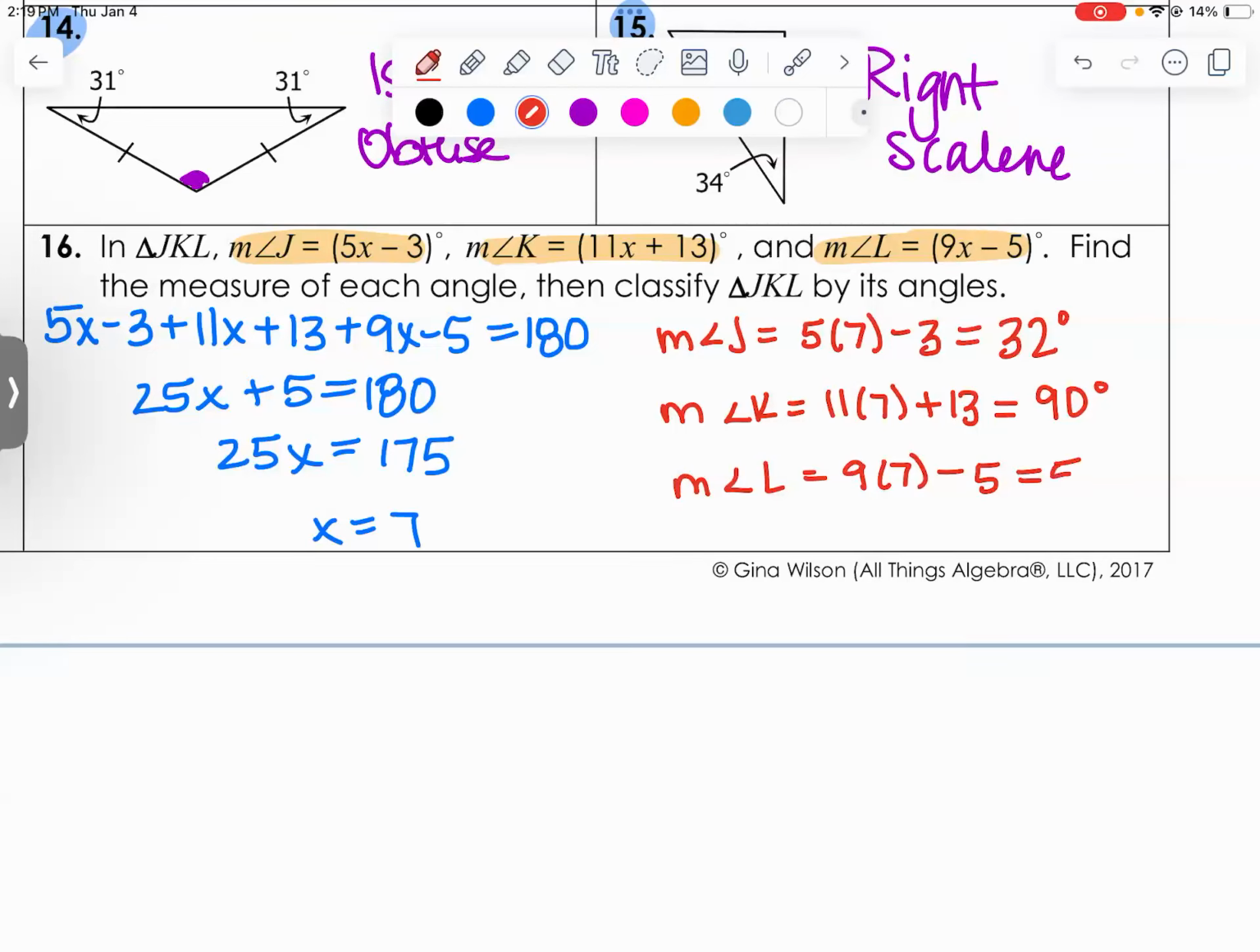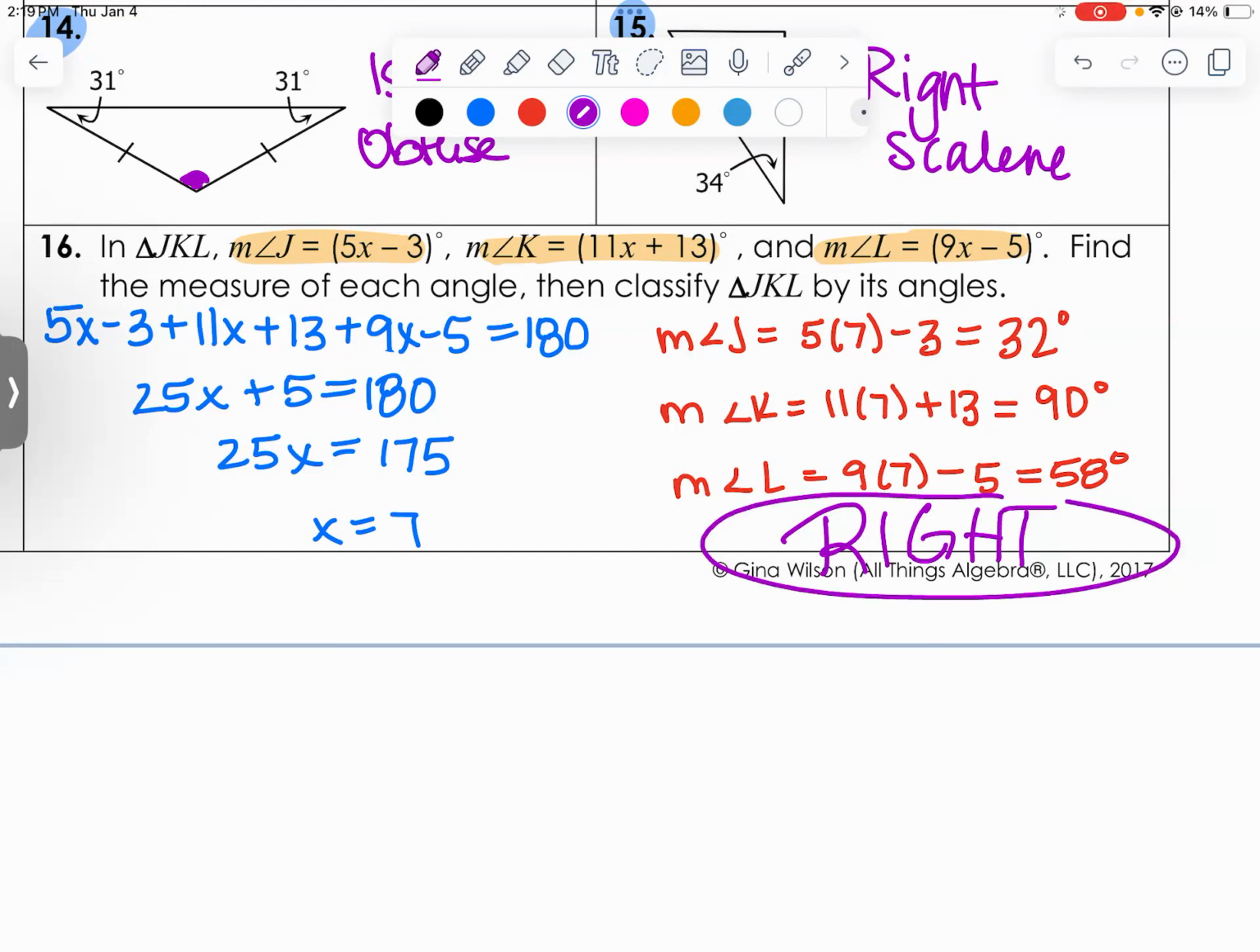Now, we don't know anything about the sides, but we do know something about the angles. And since we know all three angles, we can classify this triangle as right. How do you know it's scalene? None of the sides are the same. How do you know none of the sides are the same? None of the angles are the same. Since none of the angles are the same, you're saying none of the sides will be the same? Yeah. I mean, he's right. You're making me second guess myself.